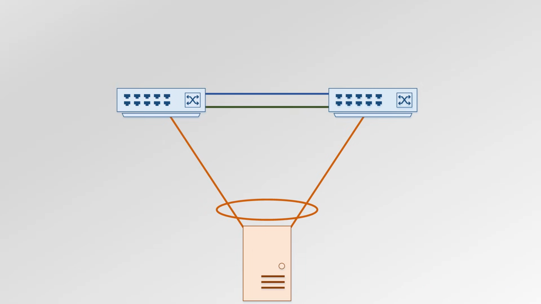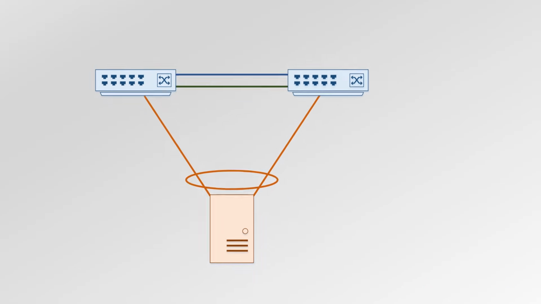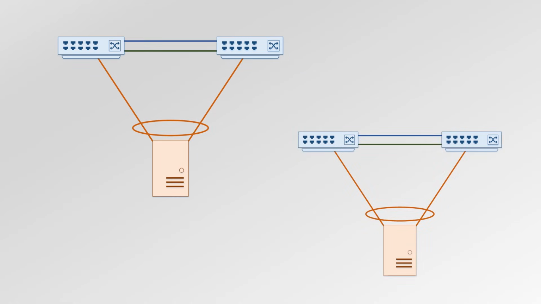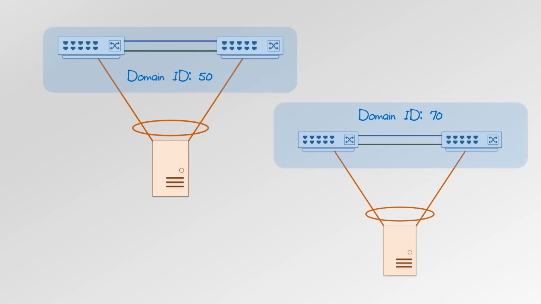The domain ID brings up an interesting point. What happens if you have several pairs of VPC switches in the network? To prevent problems from bad cabling, each pair should have a different domain ID, which results in a different system ID.